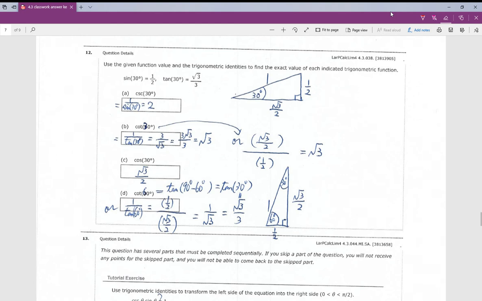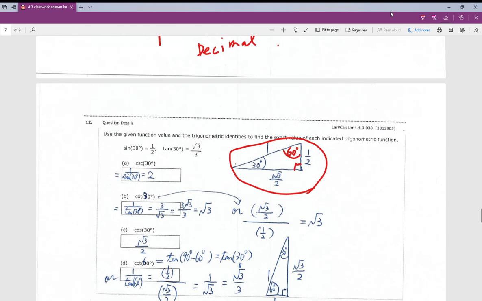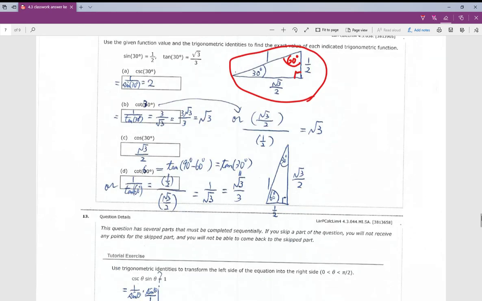Number 12, they provide a lot of information. And basically, they are talking about the special triangle with 30, 60, and 90. So you should memorize all the information already. So this question, I will let you try by yourself. And I don't think it's too hard. Number 13. Let me see.